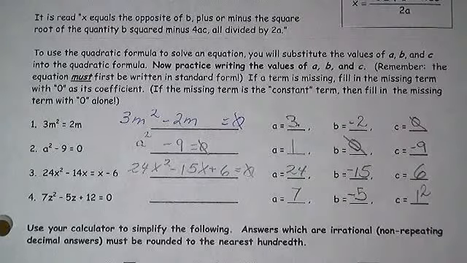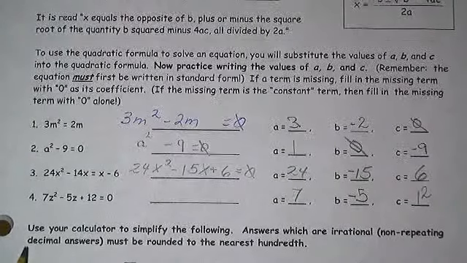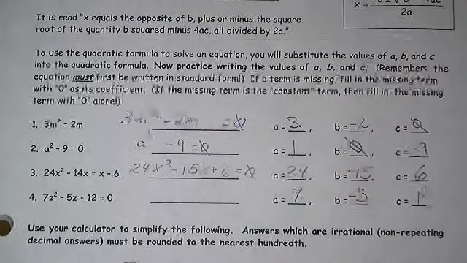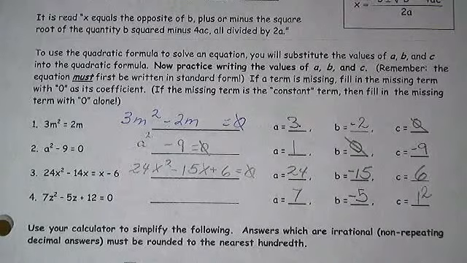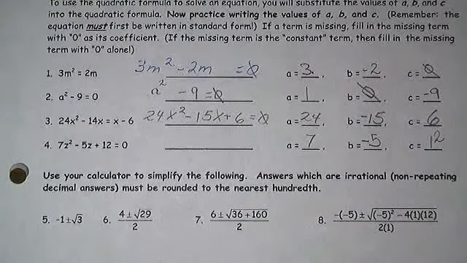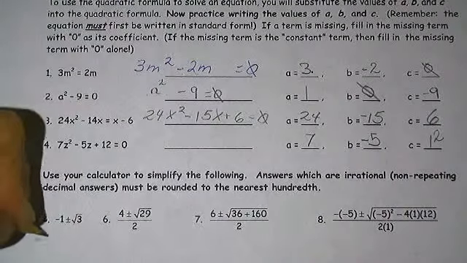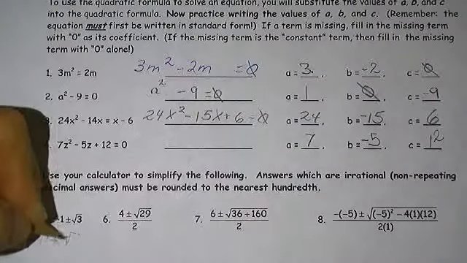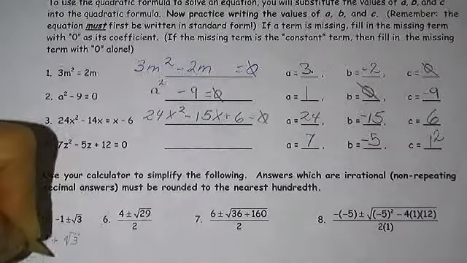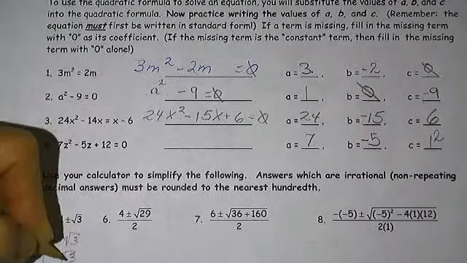All right. Use your calculator to simplify the following. Answers that are irrational must be rounded to the nearest hundredth. Negative 1 plus or minus the square root of 3 is two separate problems. Problem 1 is negative 1 plus the square root of 3. The other problem is negative 1 minus the square root of 3.